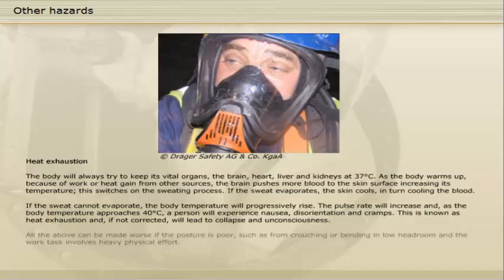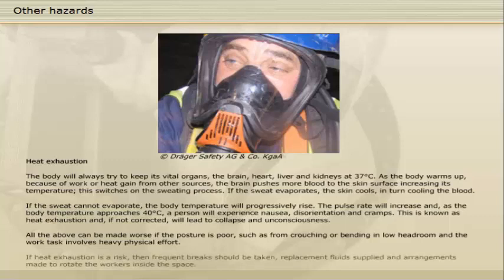All the above can be made worse if the posture is poor, such as from crouching or bending in low headroom, and the work task involves heavy physical effort. If heat exhaustion is a risk, then frequent breaks should be taken, replacement fluids supplied, and arrangements made to rotate the workers inside the space.